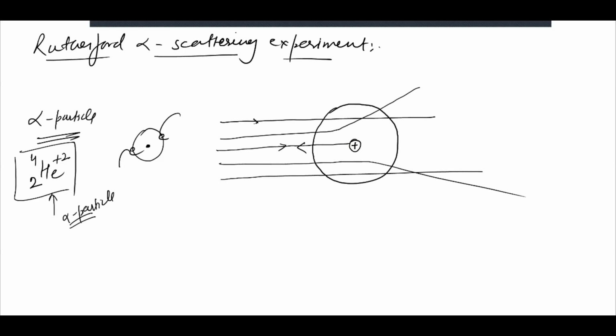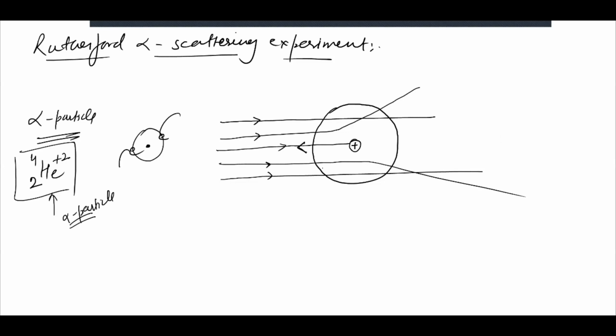So he found that most of the alpha particles pass through the gold foil undeflected. Some of the alpha particles deflect at small angles, and a very few, approximately 1 in 20,000, rebound back along their original path. You understood?